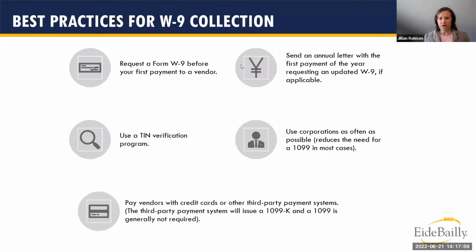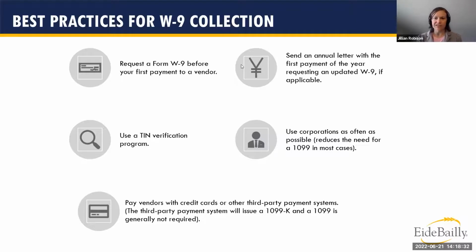And we had a question pop up: how often do you recommend getting W-9s? I'll kind of address that on this slide here. So I always say request one before you make a first payment. Once you make the first payment, if you never pay them again, you don't get a W-9. It's not likely someone's going to just be handing their information over if they don't have a reason to circle back with you. Other options too would be to send an annual letter with the first payment of the year requesting an updated W-9. But once you have one, you don't necessarily have to keep requesting it.